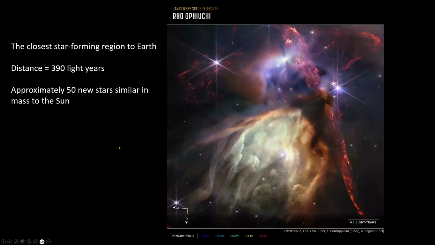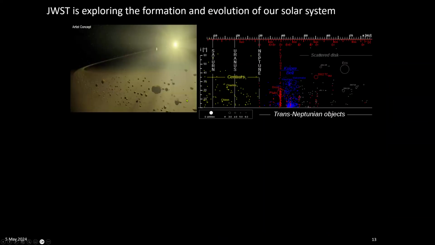Here is yet another example. This one is the closest star formation region to the Earth. It's about 400 light years away. And there are about 50 sun-like stars having just been born in this object. Here's one that has hollowed out a giant cavity in its birth cloud. This red material is a hydrocarbon and other molecular emission.